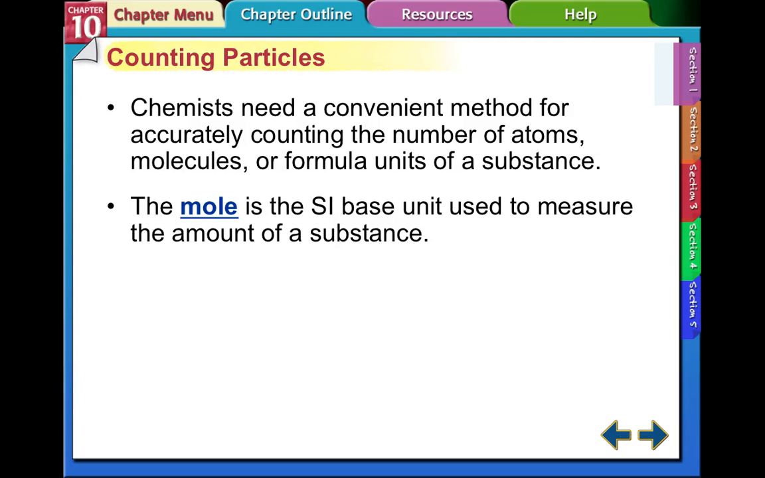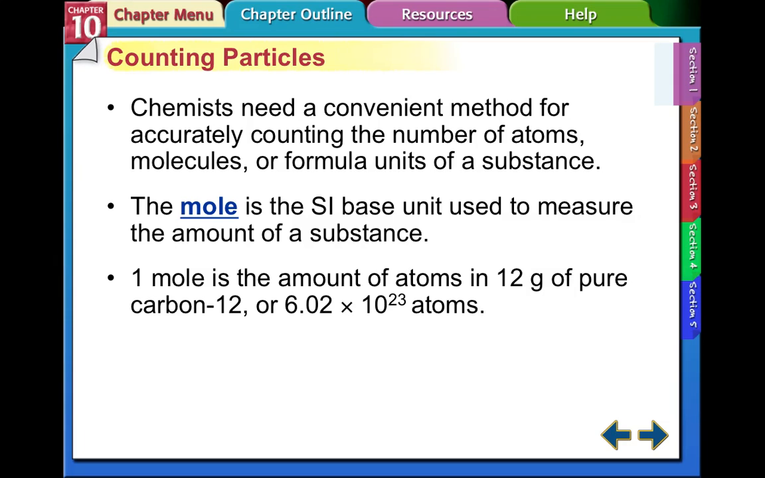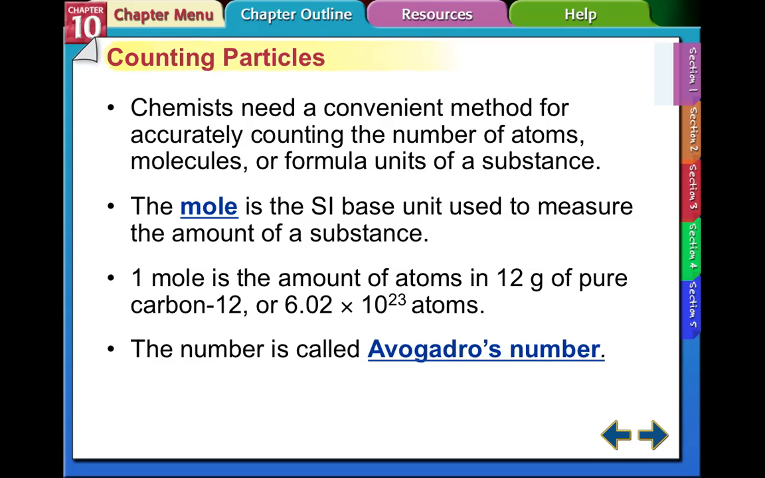So they have come up with this definition of the mole. The mole is an SI base unit used to measure a specific amount of substance. 1 mole is the amount of atoms in 12 grams of pure carbon-12. That's the one that's listed on your periodic table. And we know that that is 6.02 times 10 to the 23rd atoms. We call this number Avogadro's number because he is the scientist that did all the research to come up with that number.